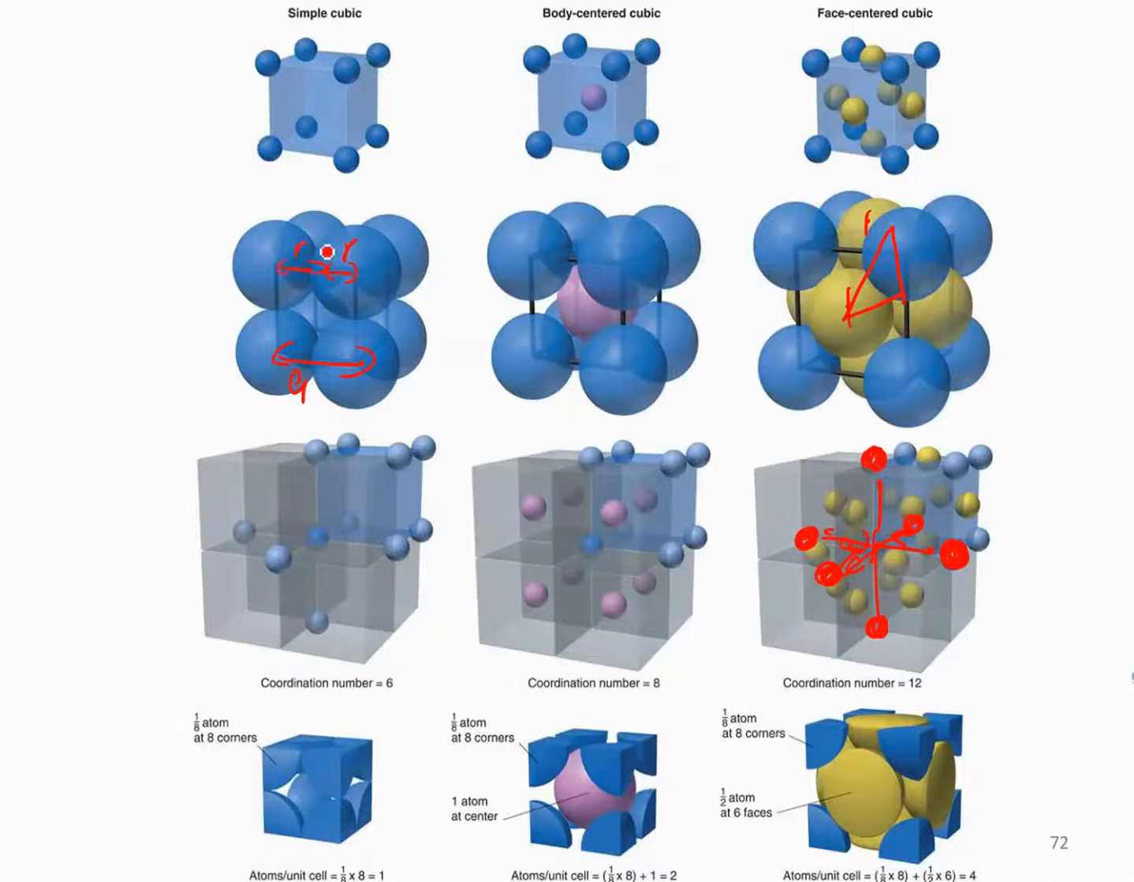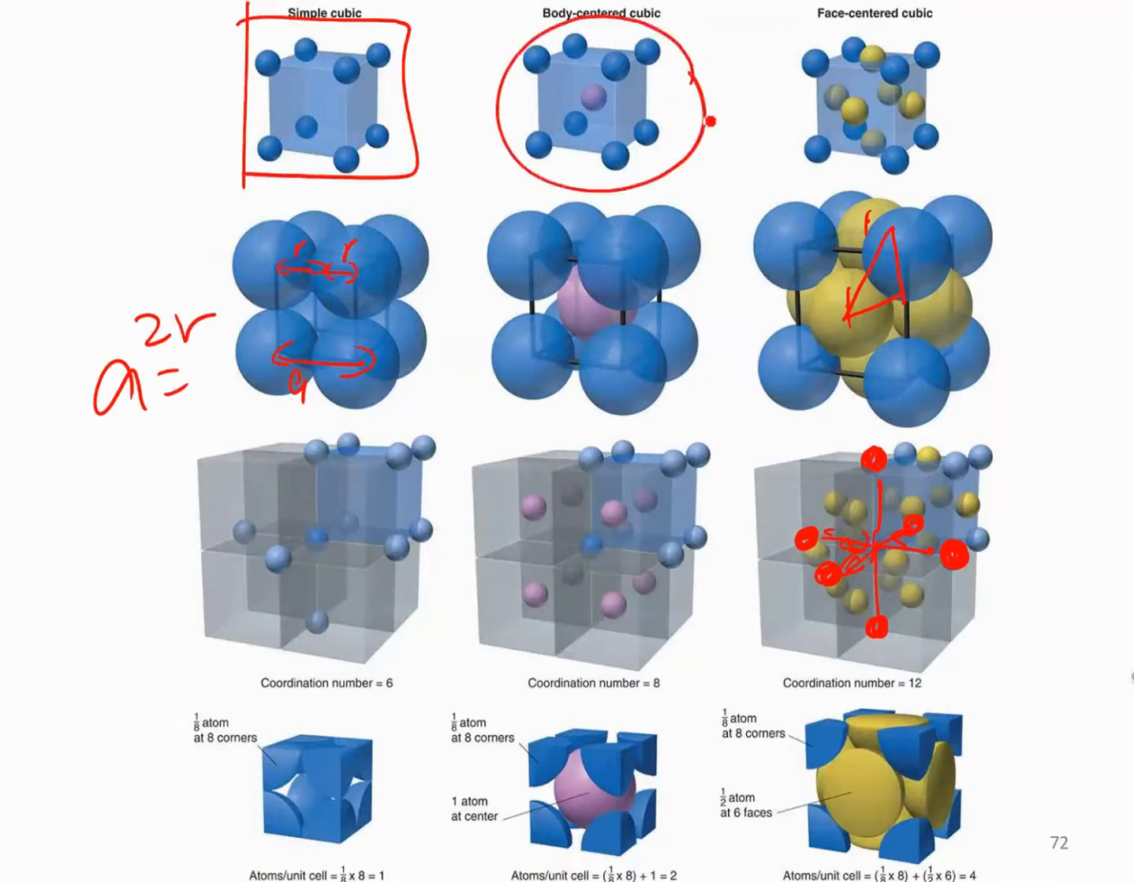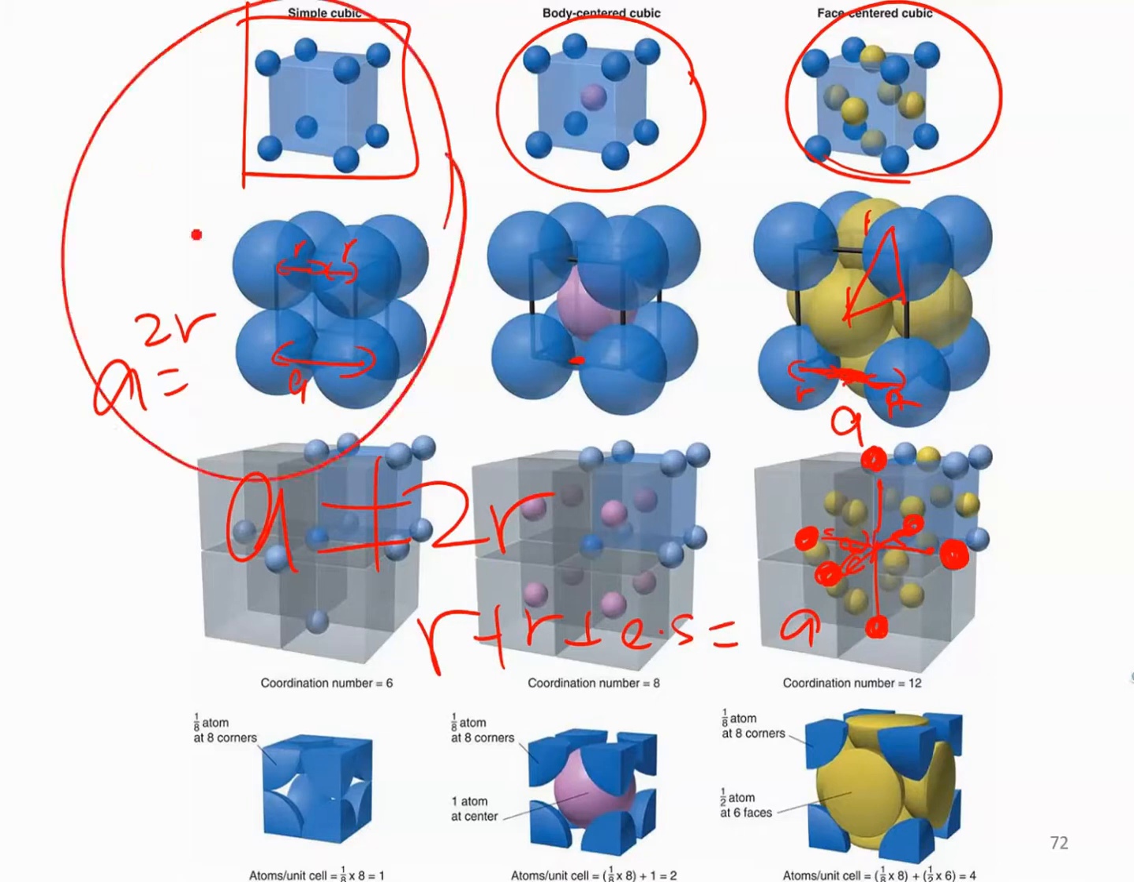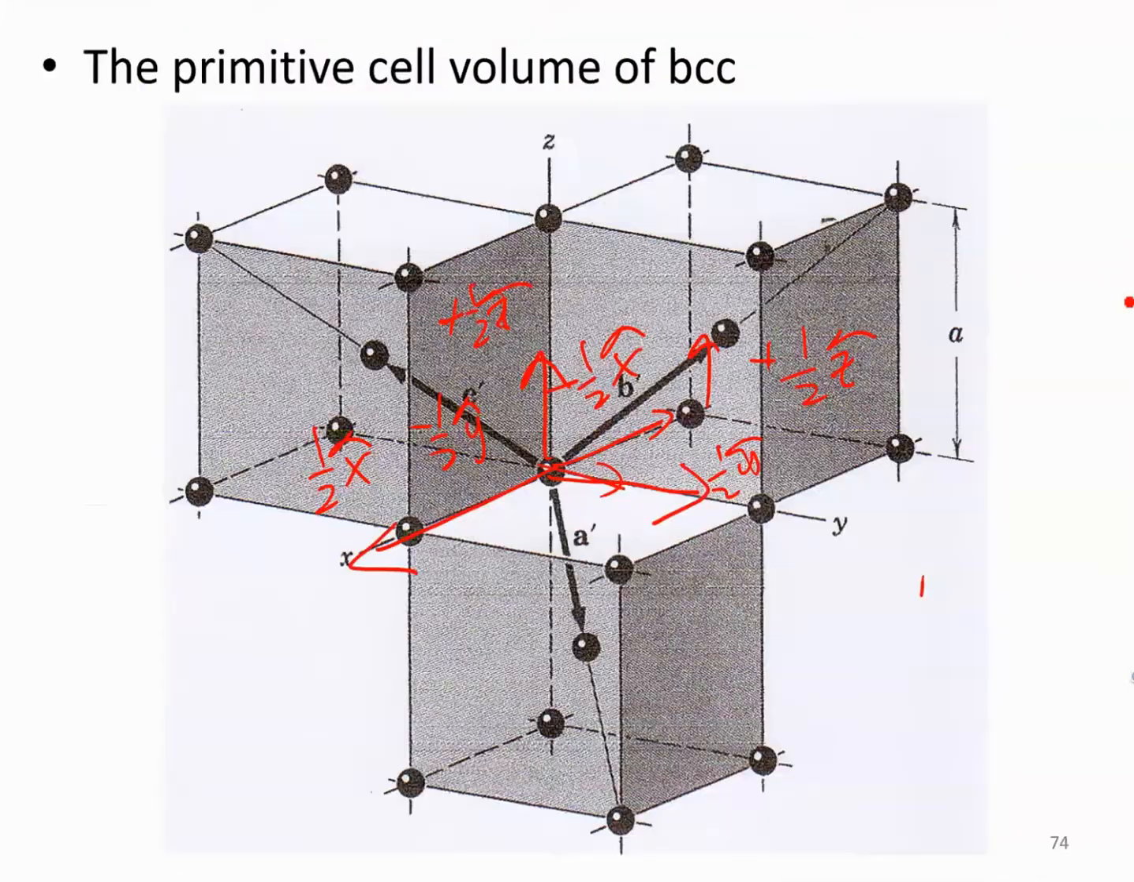And then this is R for the other atom. So A equal to 2R for simple cubic. However, for BCC and FCC, A is not equal to 2R. Why? Because this is A and this is R, and this is also R, and there's some empty space here. So R plus this empty space only then equals A. So A equal to 2R is only applicable to the simple cubic and not applicable to the face center cubic and body center cubic. Okay, I hope it's clear.